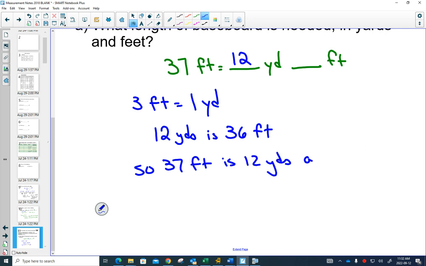And how many feet are left over? 1 foot left over. That figures out this part. Question?